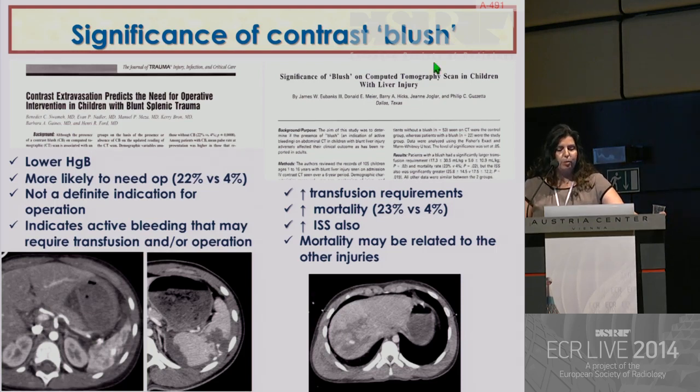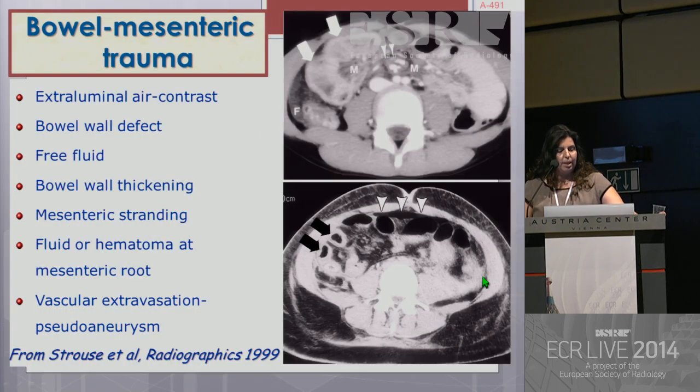And clinically, contrast blush is important in children, not as much as in adults. In adults, it's practically an indication for consideration for operation. But in children, it has been associated with increased transfusion requirements, and it identifies the subset of children that might be high candidates for operation, especially if you have a liver contrast blush, and these children tend to be more severely injured. Bowel and mesenteric trauma: CT performs lousy regarding specificity and sensitivity.